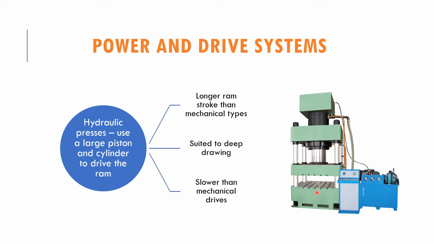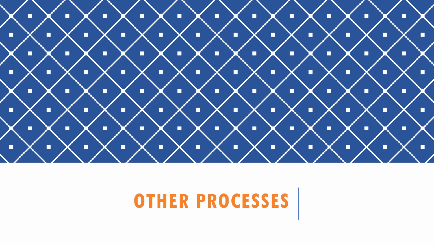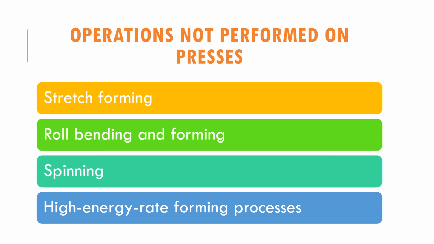Because it can go for a longer stroke. However, compared to the mechanical drive, it is slower, of course, because it is hydraulic. It takes time for the hydraulic system to take place. Now let us look into other processes. Now let us look into the operations that are not performed on a press.